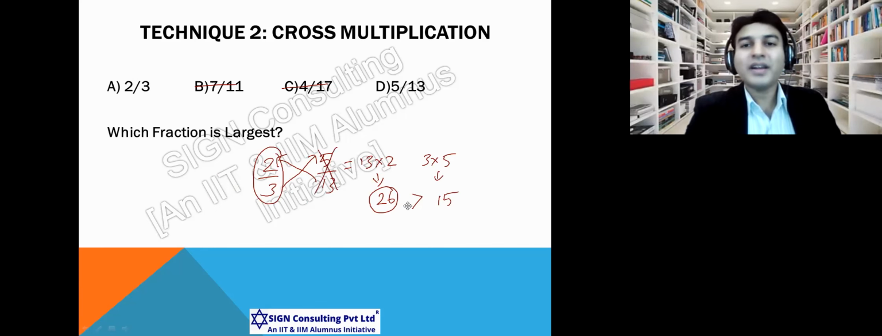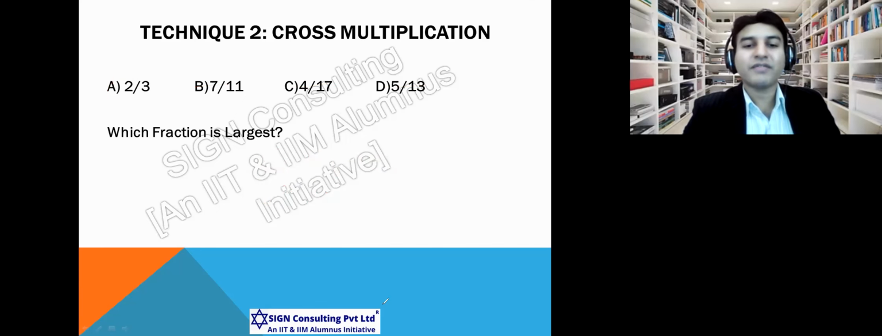Fine. So what we are doing is, by using the cross multiplication method, very confidently we can tell that option A is right, and B, C, and D are ruled out, and option A is the largest fraction.